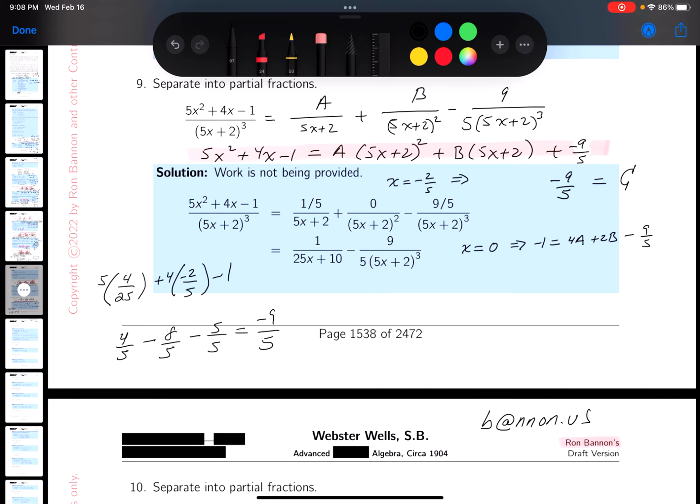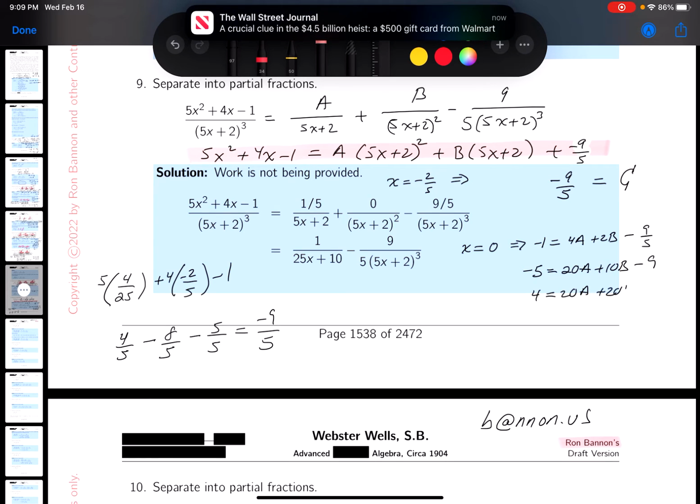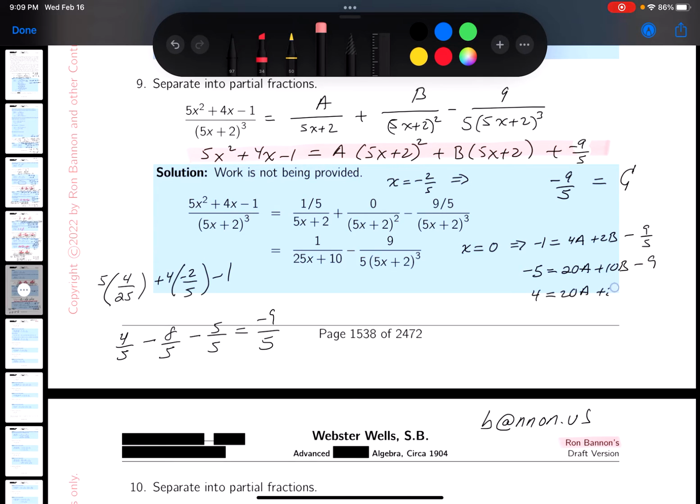All right, and I'm going to multiply both sides by 5. You get minus 5 equals 20A plus 10B minus 9. I'm going to add 9 to both sides, and you're going to get 4 is 20A plus 20B. I'm sorry, I made a mistake. Again, it's daydreaming. But I'm glad that when I'm daydreaming, at least I'm looking back at what I said.